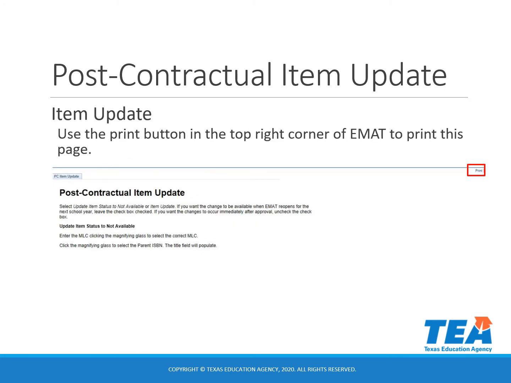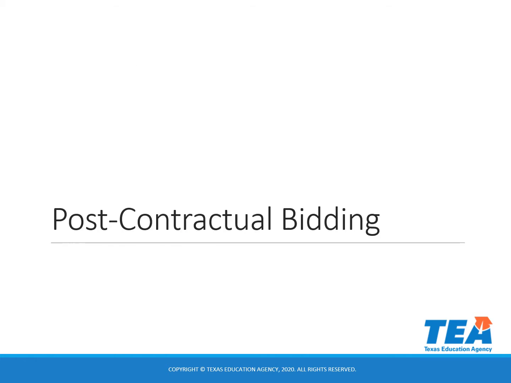On the top of the Item Update page, there is a small print button in the top right-hand corner. You will use this to print the page.